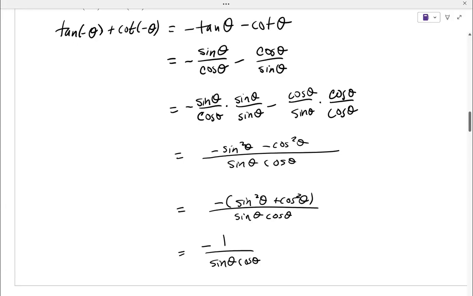We're almost done. We were at -1 over sine theta cosine theta. But that's multiplication. So if I move them back up to the top, 1 over sine is the same thing as cosecant, and 1 over cosine is the same thing as secant. And isn't that where we wanted to end up? Yeah. Don't lose sight of the forest because you smacked into a tree. Keep track of where you're going, right?